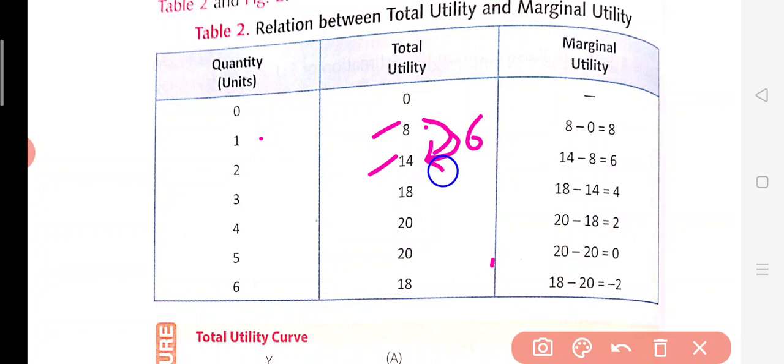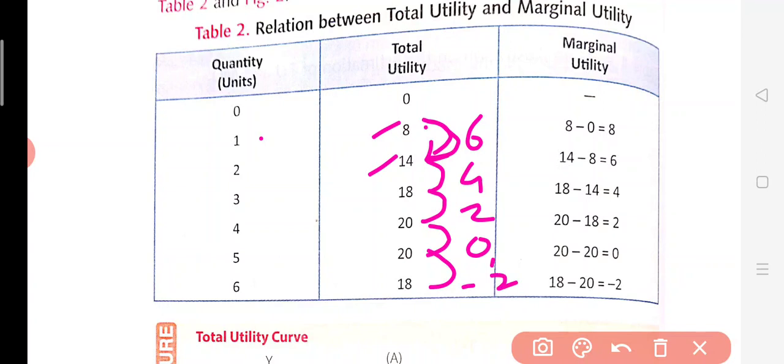Here you can see the increment from 14 to 18 is just 4. From 18 to 20, it is just 2. Here nothing has increased, so it will be 0. Now, instead of increasing, it has decreased, so here it will be minus 2. This is the additional satisfaction which you are getting.